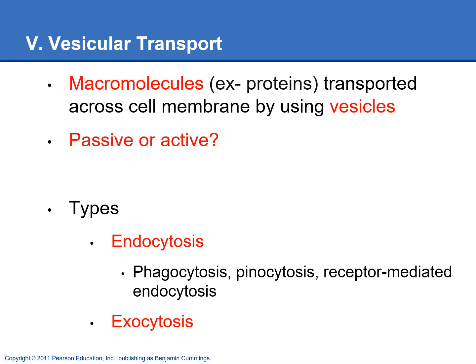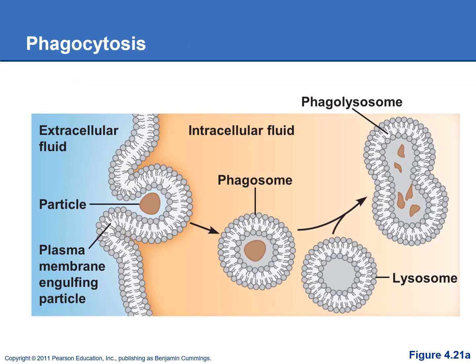Remember, endocytosis is when we're moving things into the cells, and there's a couple different types. And exocytosis is when we're moving things out of the cell. We'll start with endocytosis. And one of the types of endocytosis is called phagocytosis. This is done by some of the white blood cells in our body. Phago means to eat, and cyte means cell. So it literally means cell eating.